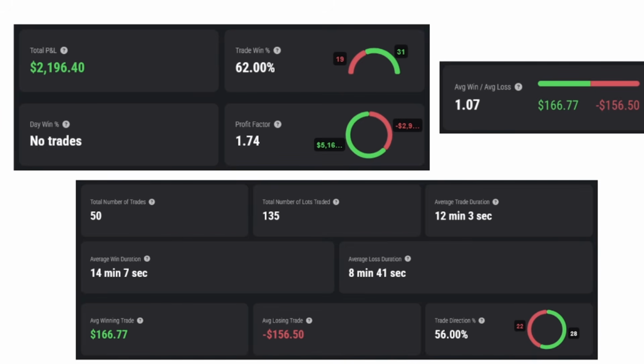Now, I did have maybe 3 or 4 trades during Asia session on these accounts, so subject to error there. Total P&L $2,196 for the month of December, 62% win rate. If you're just taking a look at the win rate, you're missing out on a whole slew of things with trading. Profit factor and your risk reward are arguably more important than your win rate.